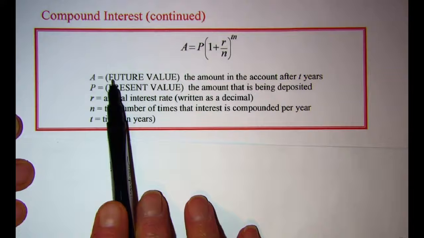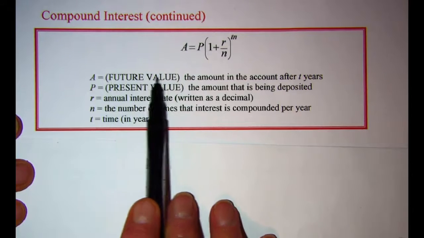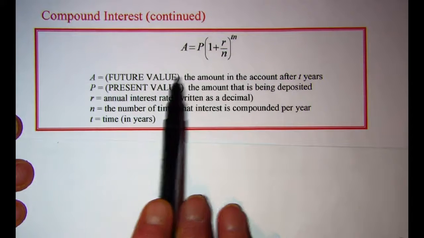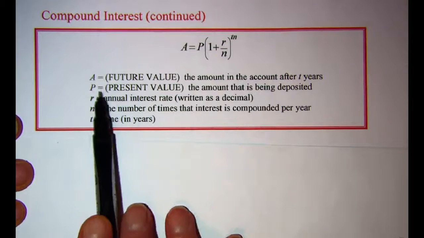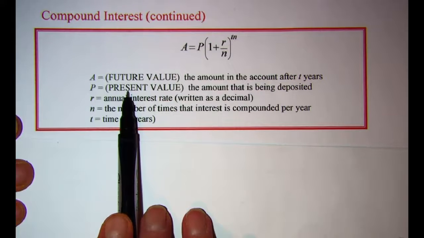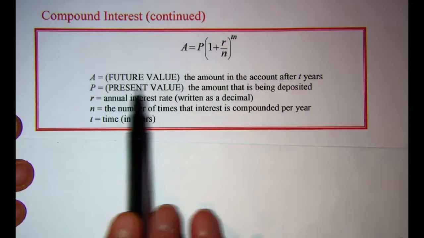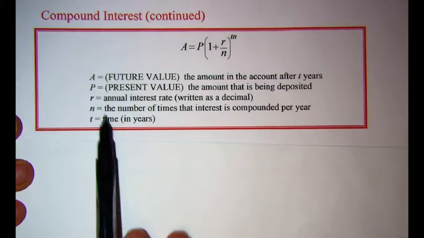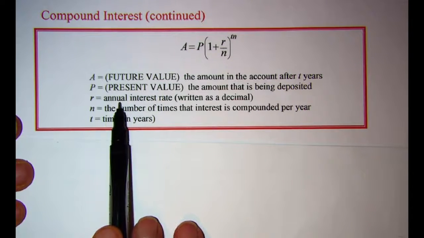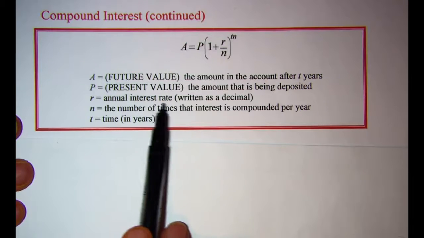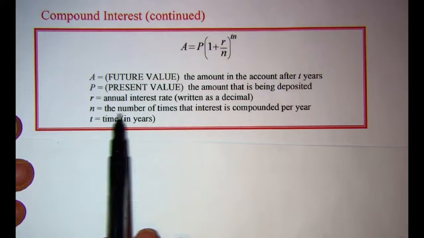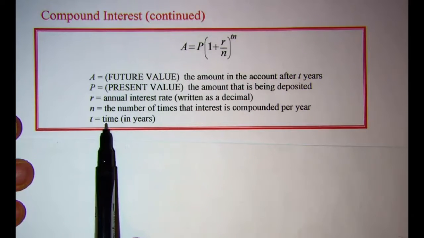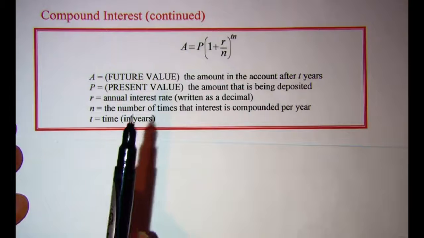The A in this formula is called the future value, and it is the amount in the account after T years. The P is called present value, or sometimes principal, and that is the amount that's being deposited. The R is the annual interest rate, written as a decimal. N is the number of times that the interest is compounded per year, and T is the time in years.